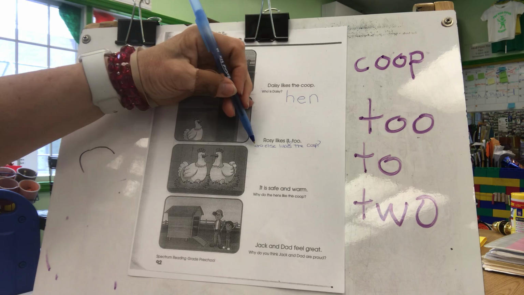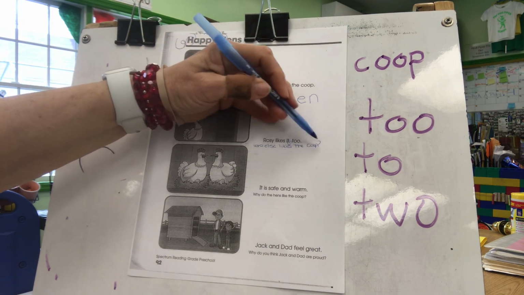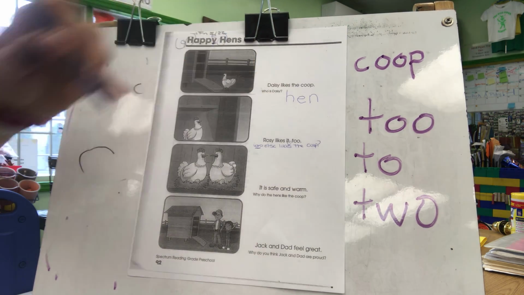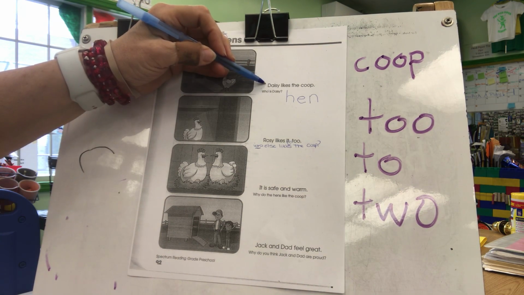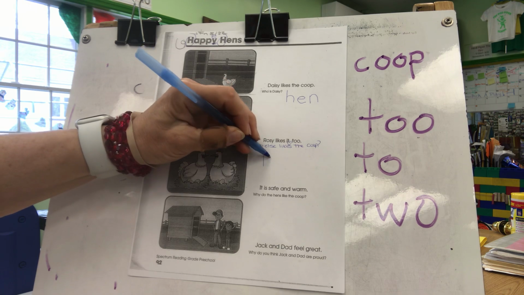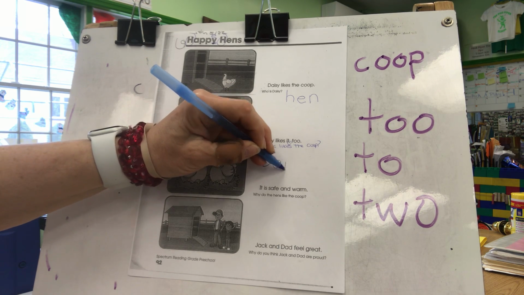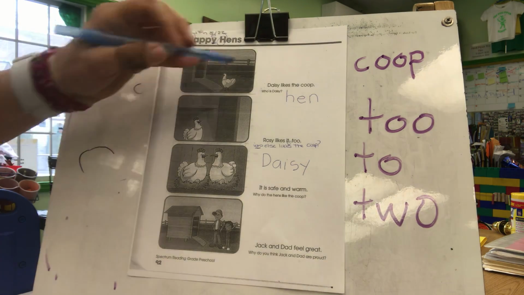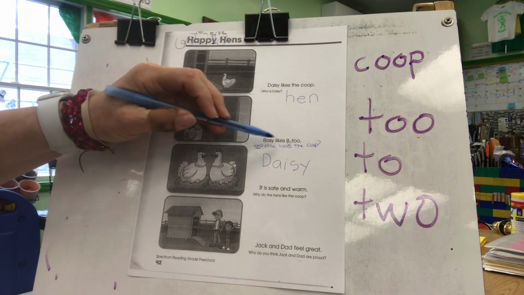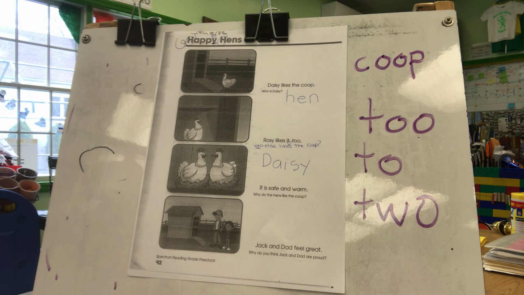And the question says, who else likes the coop? There's our question word, W-H, who. What's the answer? Look up to the first picture. Daisy. We have to write the word Daisy. She likes the coop too. The answers are always in the sentences we just read.